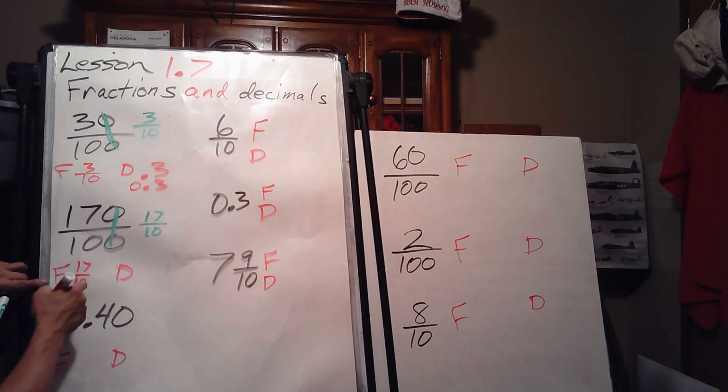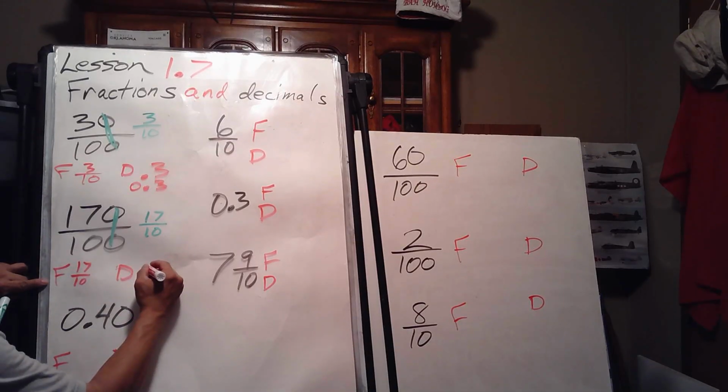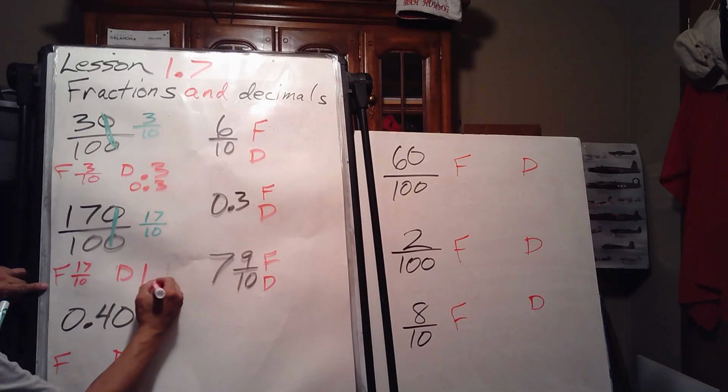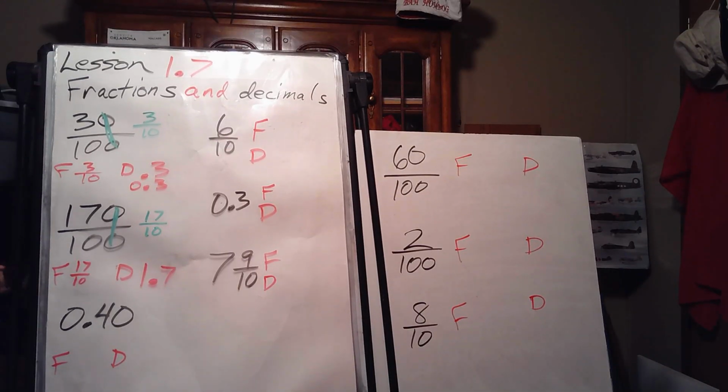Divide by 10. That means you're moving your decimal 1 over to the left where your numbers get smaller. That's going to be decimal 1.7. Yep, it is that easy.